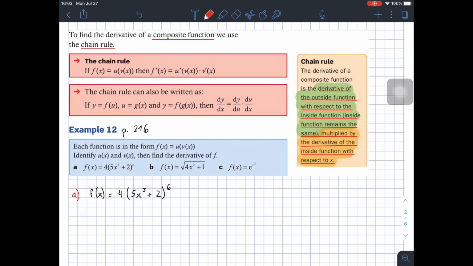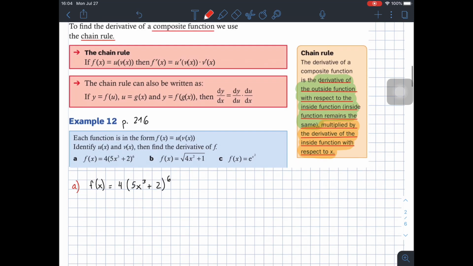If f of x is u of v of x, then f prime of x is the derivative of u, but remaining with the original function v, times the derivative of the inner function, which is the derivative of v. Then it says the chain rule can also be written as y equals f of u. But u is another function, so u is equal to g of x. So y is the composite function f of g of x. So then the derivative of y with respect to x is the derivative of the function with respect to the inner function, that's u, times the derivative of the inner function.